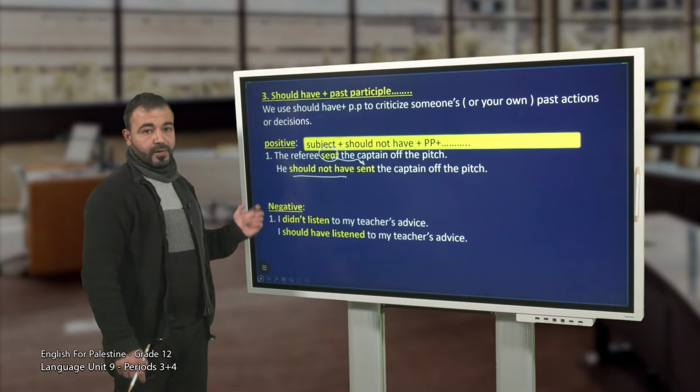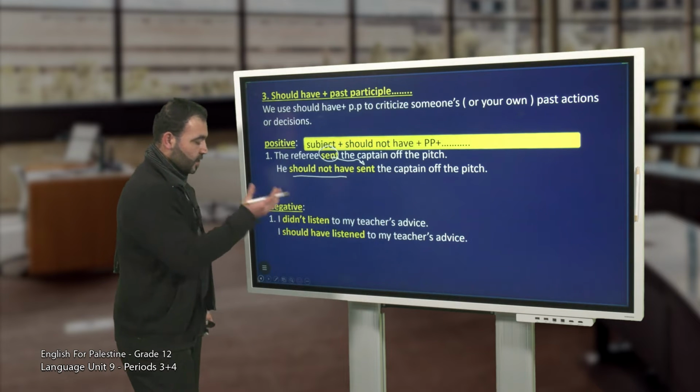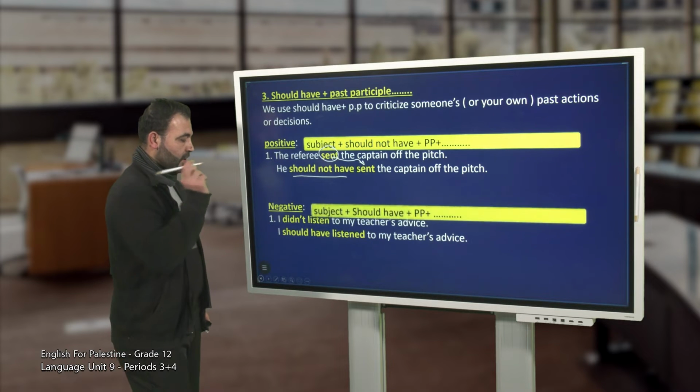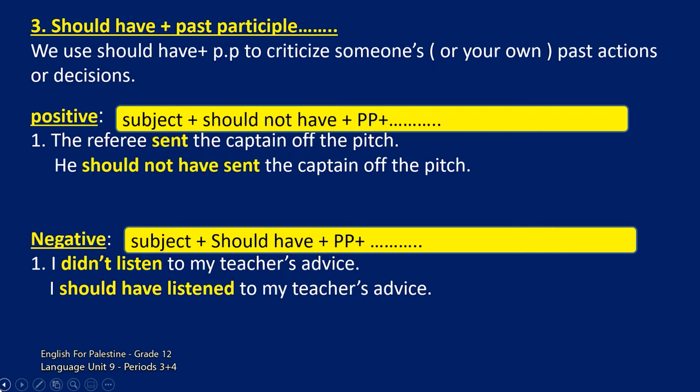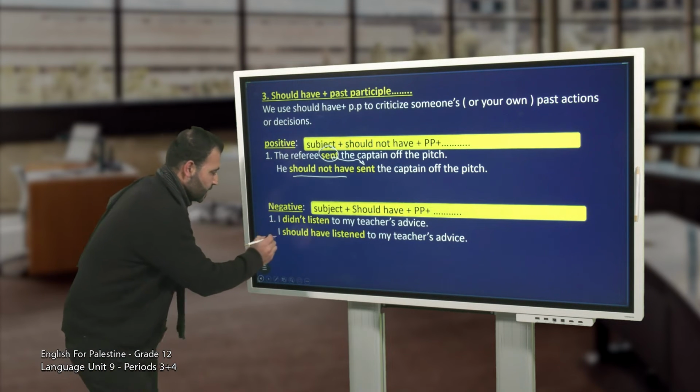Now, the negative form. I didn't listen to my teacher's advice. I didn't listen. It's a negative sentence. How do we change it using should have? Let's see the rule. We start with the subject, then should have. The negative is changed into a positive form: subject plus should have, and the past participle form of the verb. I didn't listen to my teacher's advice. Let's change it here.